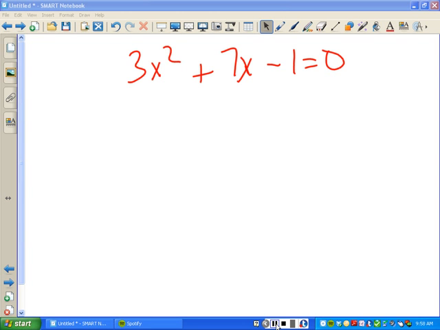We got 3x squared plus 7x minus 1 equals 0. And Mr. Dryer said you can't factor it, so you can't factor it. So then we use the quadratic formula, which is negative b, which is negative 7.